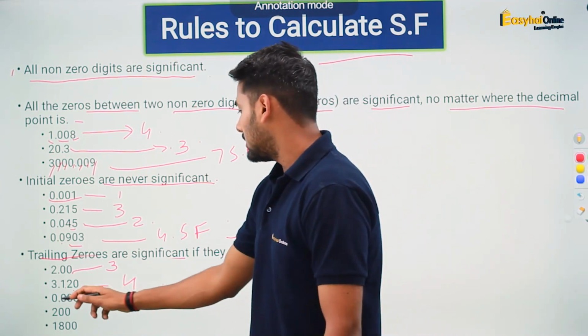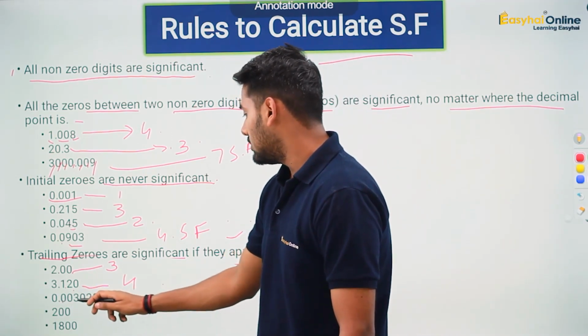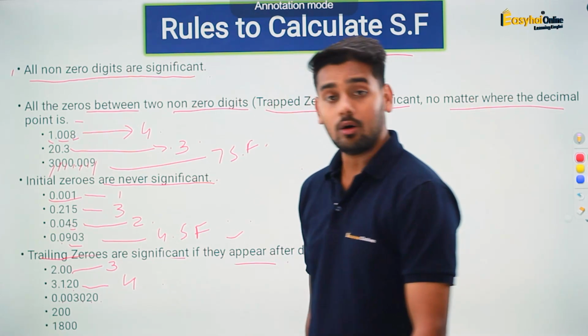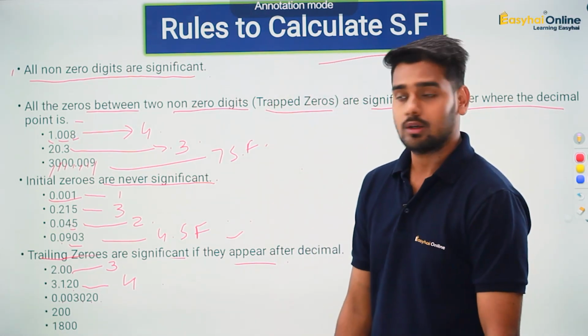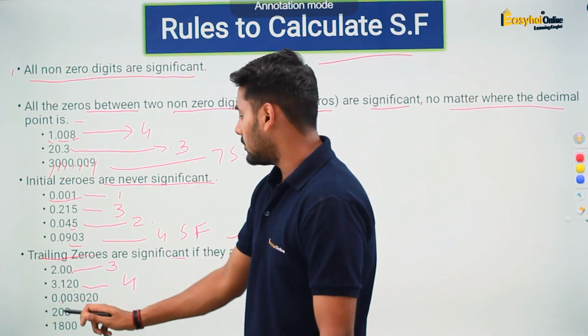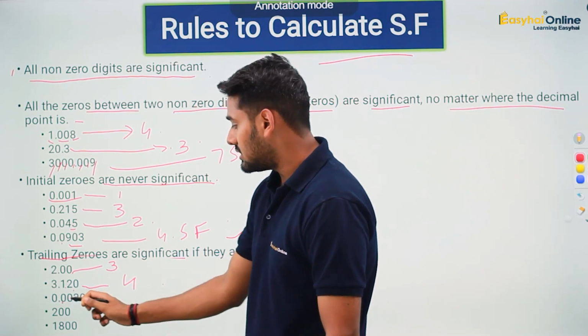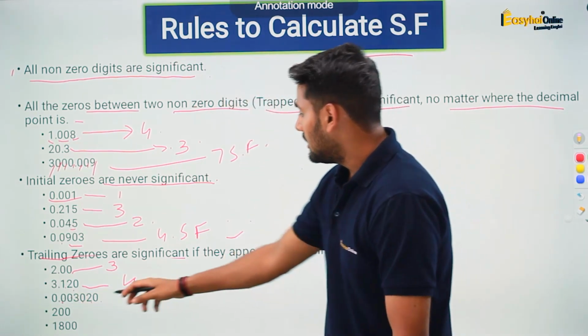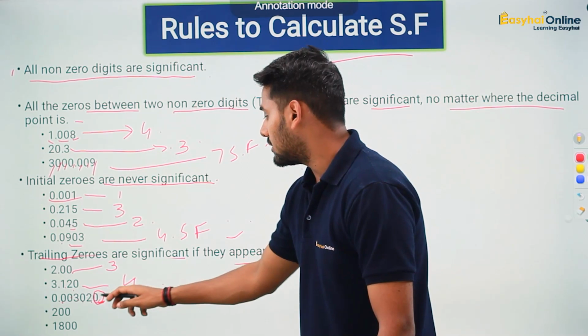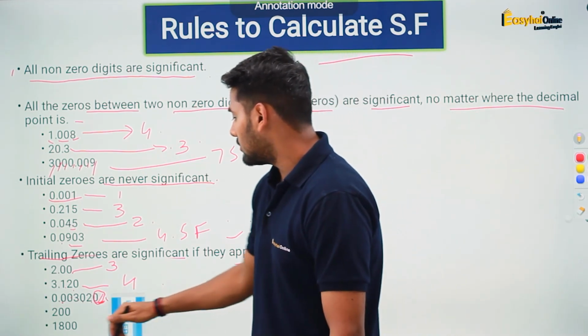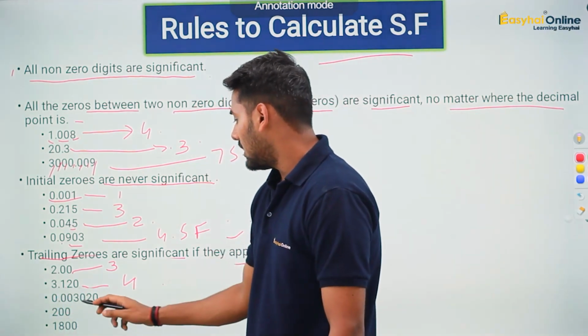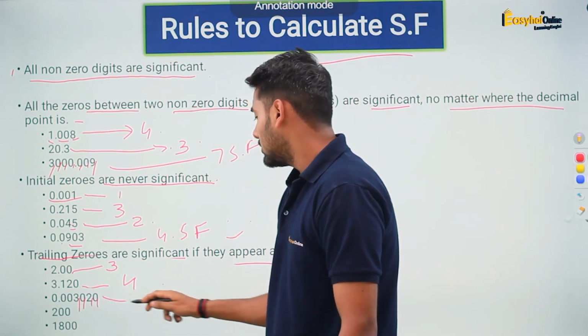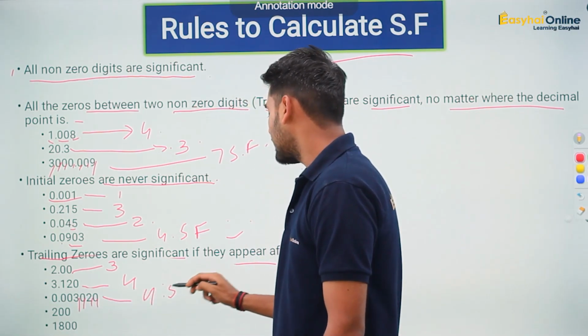Okay. Here look at this 0.003020. Now what should we do? See, in this case the two zeros after the decimal point can be ignored, but the trailing zero will not be ignored. So here in total the number of significant figures are 1, 2, 3, 4. Once again 4 significant figures.